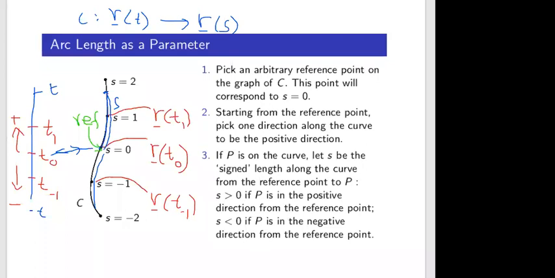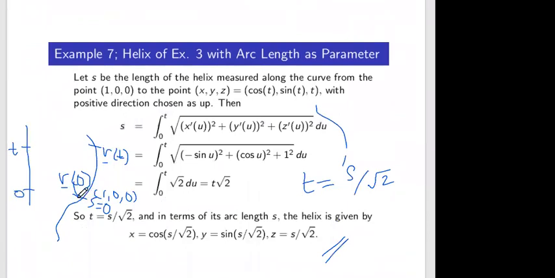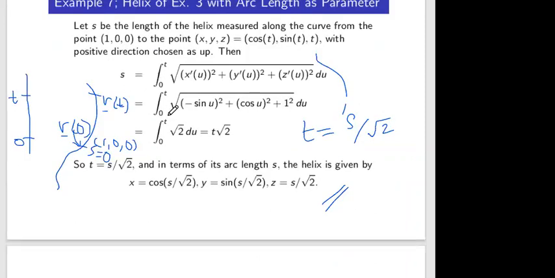This case is a special case, where the corresponding parameter value is 0. So this is my reference point with parameter value 0, and I choose a general point. If I vary my parameter to this general t, then I get the length of this arc and the corresponding point. And I could express this helix equation in terms of this arc length because of this relationship.